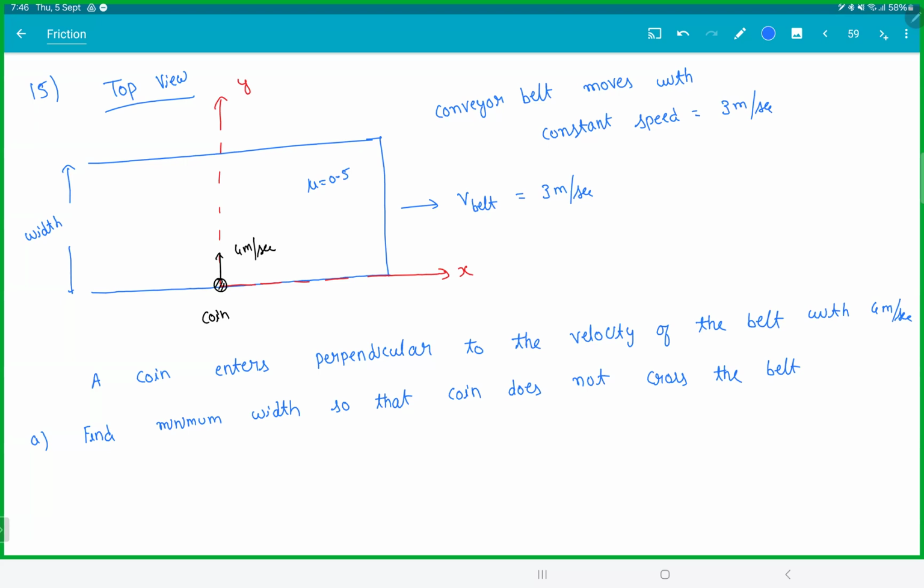You don't want that to happen. So then what is the minimum width of the belt? And during this process, find the minimum speed of the coin with respect to ground. This will be an advanced paragraph question, right? 2 questions.